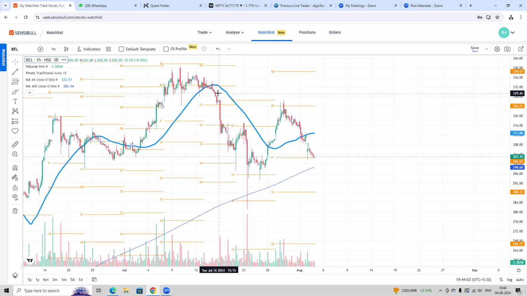Even if you enter here at 330, if you would have shorted and kept a stop loss of 331, just 1 rupee stop loss, done, 312. You got a very good profit. From 330 to 312, you got almost 20 rupees. A 1 rupee stop loss gave you a profit of 20 rupees. So if you are an F&O trader, you can just sell a call option of 330 here and just wait.